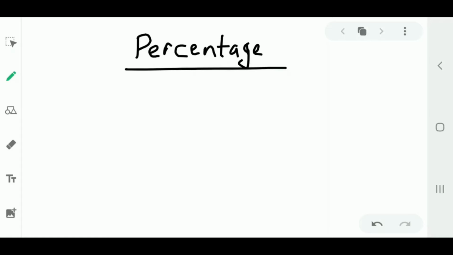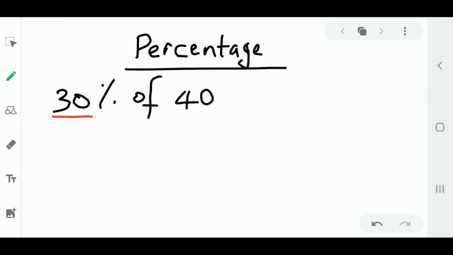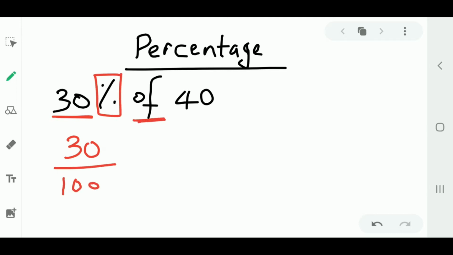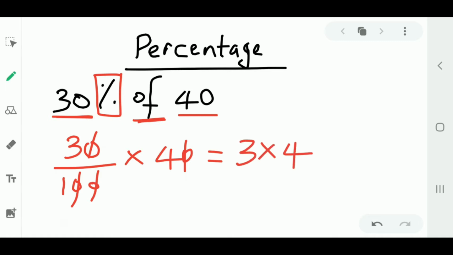Let's say, for example, we have 30% of 40. What this percentage means is 30 out of 100, "of" means times, and this 40 means times 40. So how we would cancel this is numerator 0 by denominator 0. So those cancel. Now we have 3 times 4, and 3 times 4 is 12.